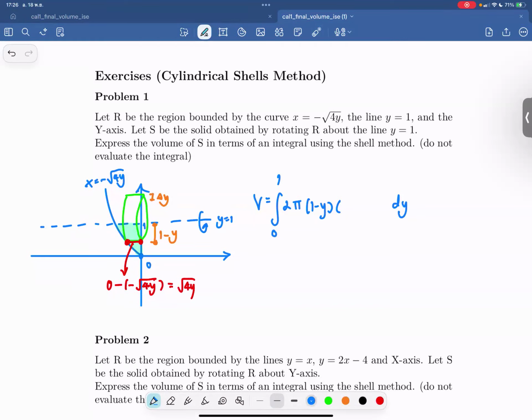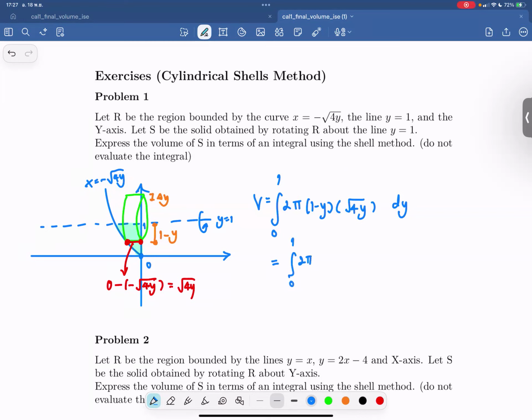Okay, all right. So is there any question? Remember that your height is always positive, right? So it's not supposed to be minus square root 4y, but only square root 4y instead. Okay. So we're done with the setting.